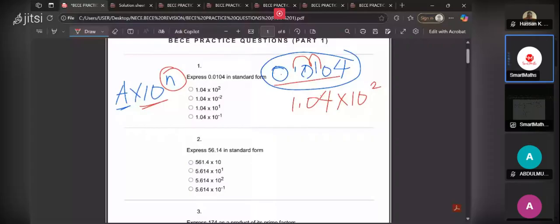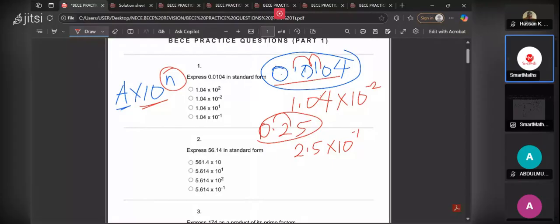Let's say for another example, we have 0.25. Now, we can only move it once. That will be 2.5 times 10 raised to power what? Because we moved it once, it's going to be raised to power 1, but it's not ordinary 1 because the number is less than 1. It's going to be negative 1. That is 2.5 times 10 raised to power what? Minus 1. I hope this is clear.